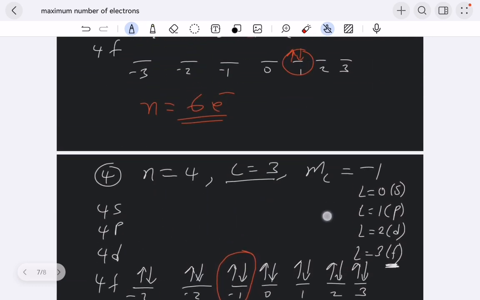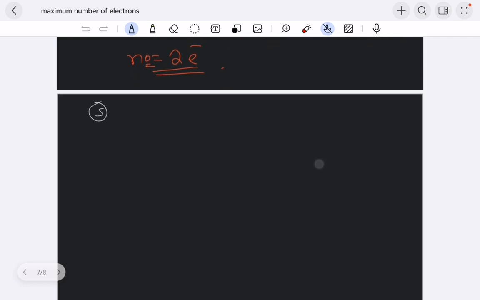That was question 4. Let's look at question 5. So question 5, when we're given this and ML is 1, what will be the electrons that will satisfy this condition?